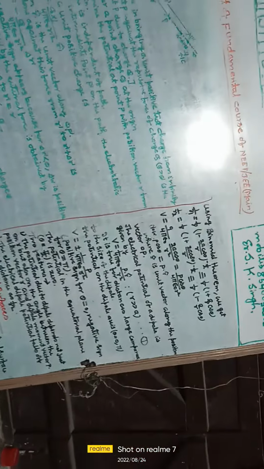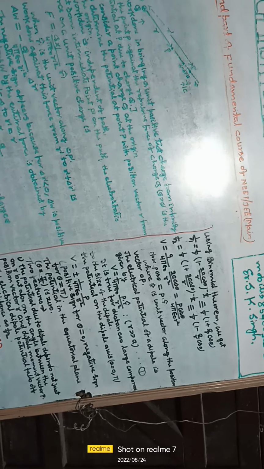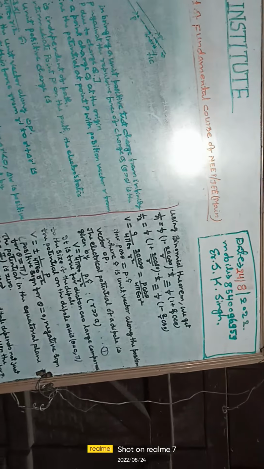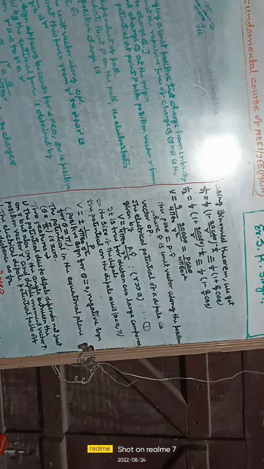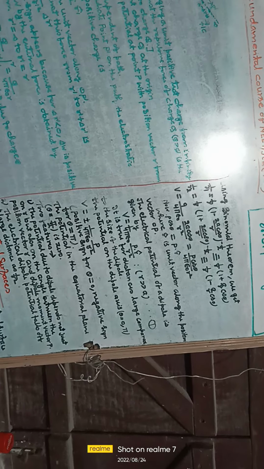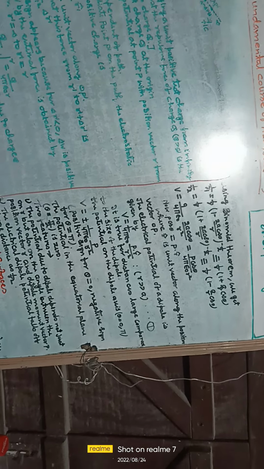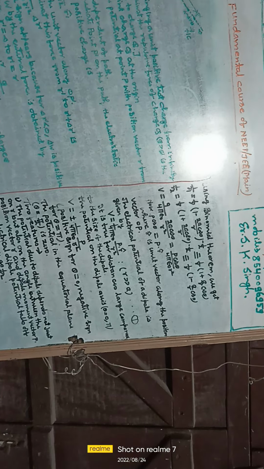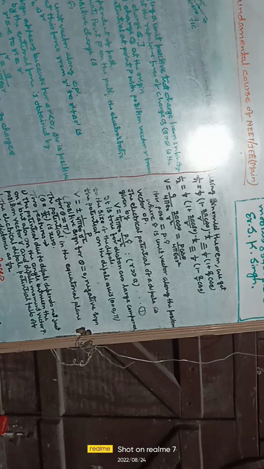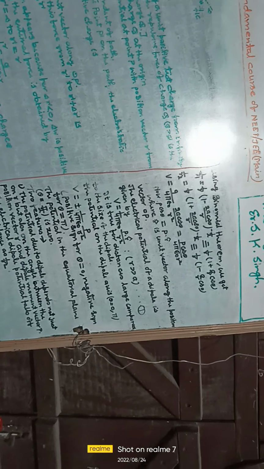By using the binomial theorem, we get 1/r1 = 1/r (1 minus 2a cos theta/r) to the power minus 1/2 = 1/r (1 plus a/r cos theta). Similarly, 1/r2 = 1/r (1 plus 2a cos theta/r) to the power minus 1/2 = 1/r (1 minus a/r cos theta). Therefore V = Q/(4 pi epsilon naught) 2a cos theta/r square = p cos theta/(4 pi epsilon naught r square).